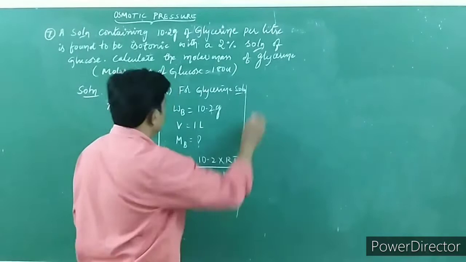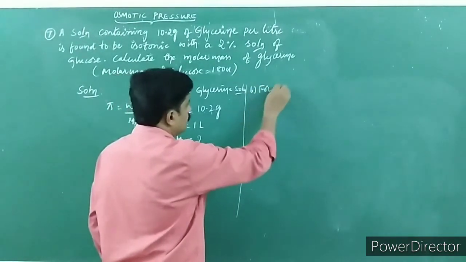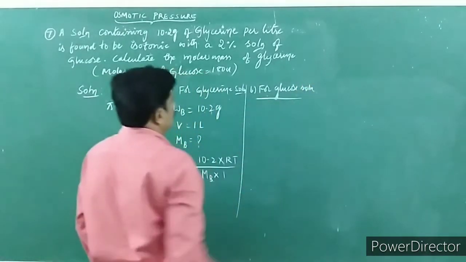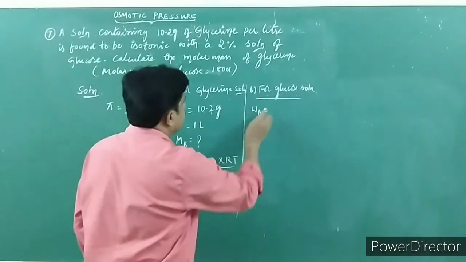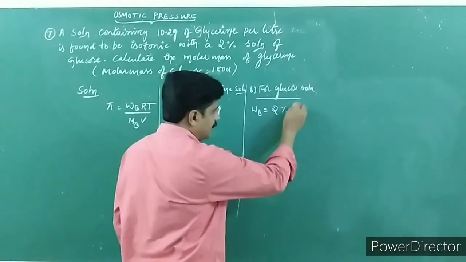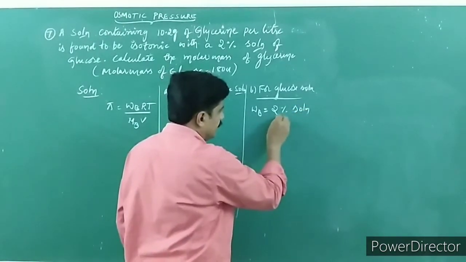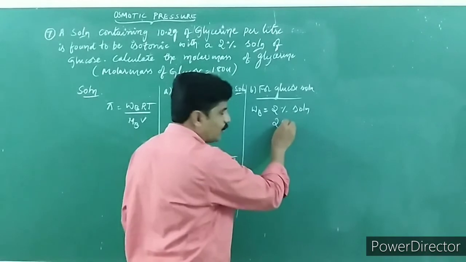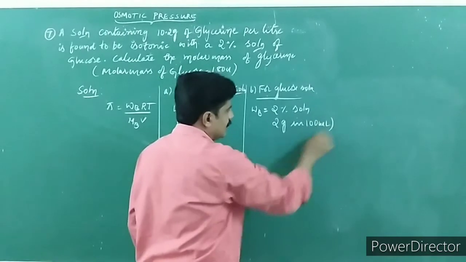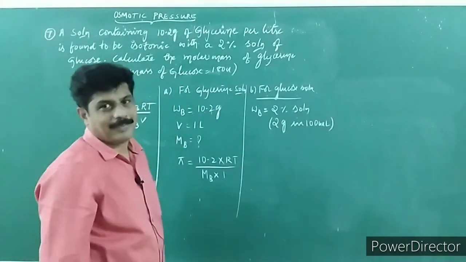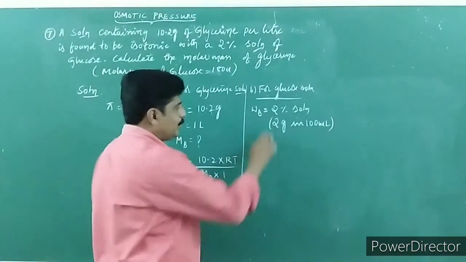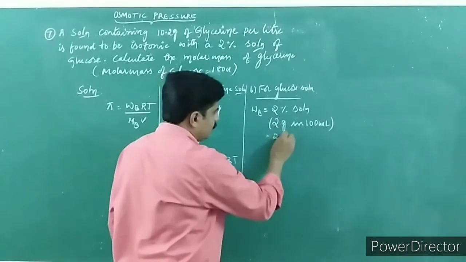So let me write for B, for glucose solution. Here you need to be careful. WB, what do they say here? 2% solution. That means, children, remember, when it is a 2% solution, 2 grams of glucose is dissolved in 100 ml of water. That you need to remember. Hope you are getting that, right? Now WB is equal to 2 grams.